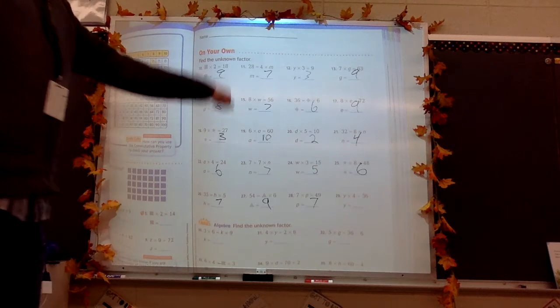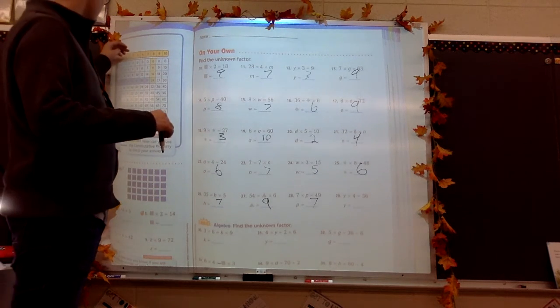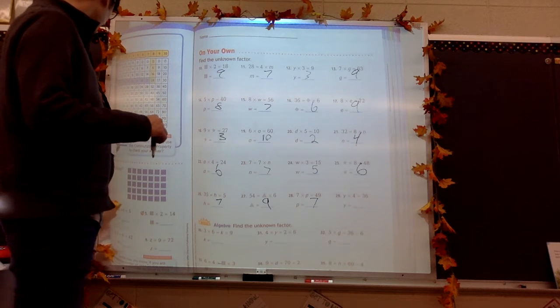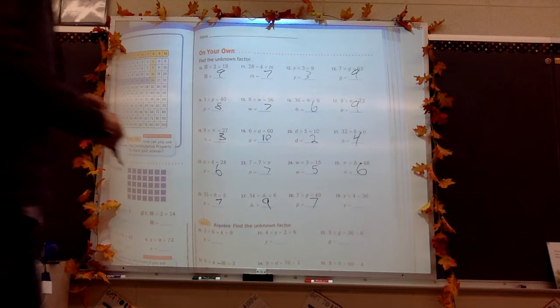And then finally, y times 4 equals 36. We'll go use the chart for this last one. Find 4 at the top, go down until we find 36, then go to the left. And we see that says 9.